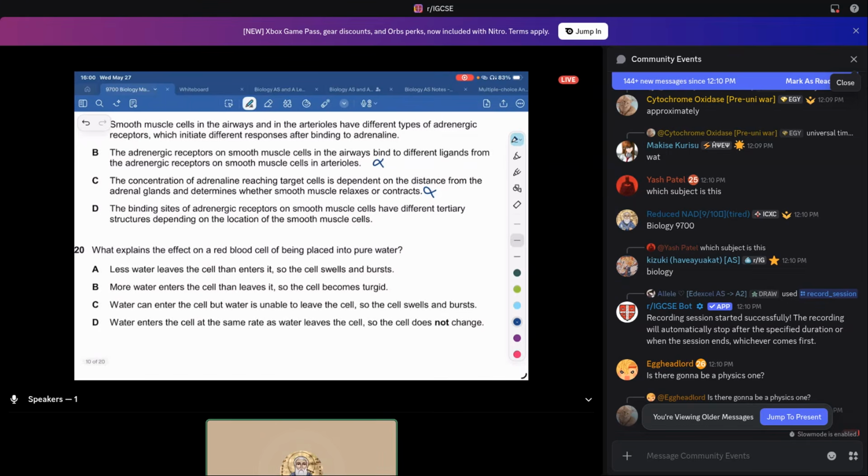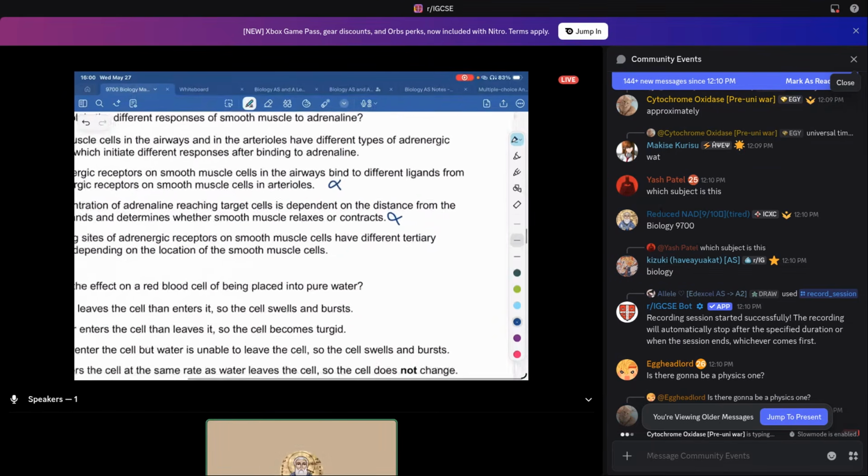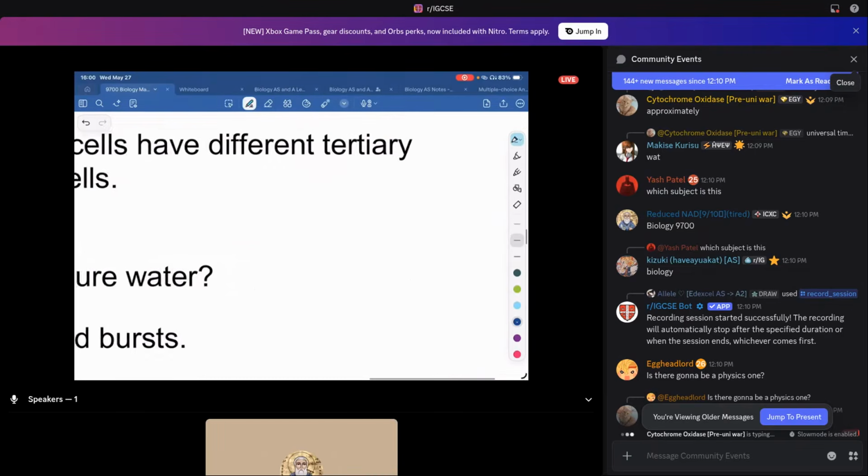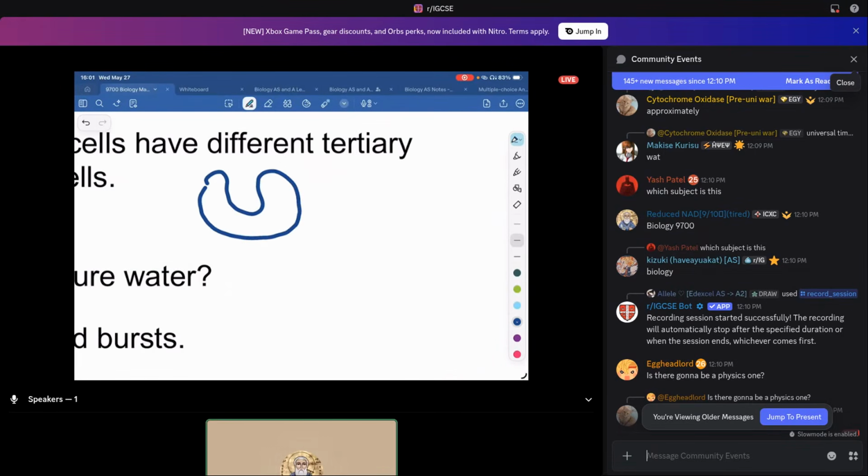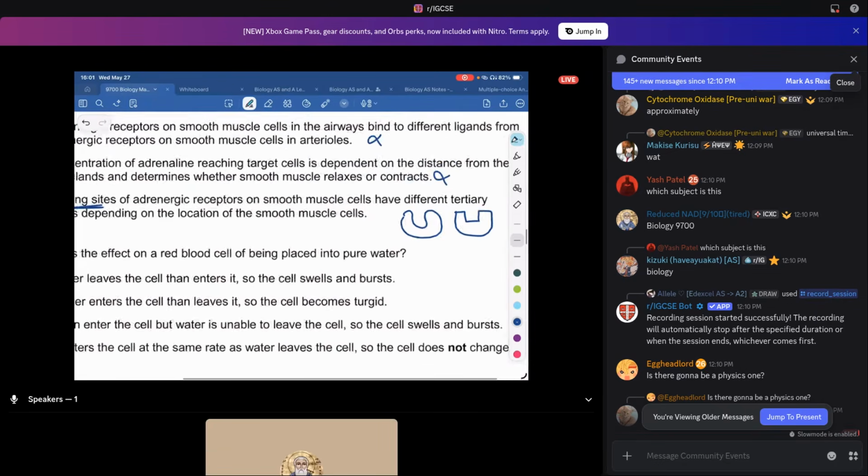The binding sites have different tertiary structures. Now this is the same sentence as B. The binding sites of different tertiary structures means the binding sites have different 3D shapes. We know that tertiary structure means 3D shape. And if the binding sites have different 3D shapes, that means they bind to different ligands, to different substrates, sorry, different ligands, and we know that it's the same ligand. That does not mean that the receptors cannot be different. Here it says the binding sites. Okay, so that means one's like this, and another is like this.